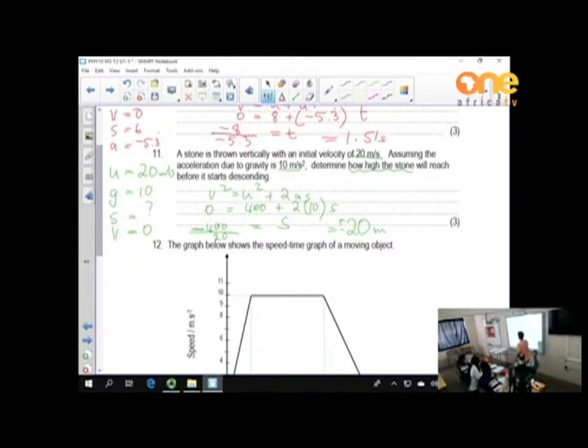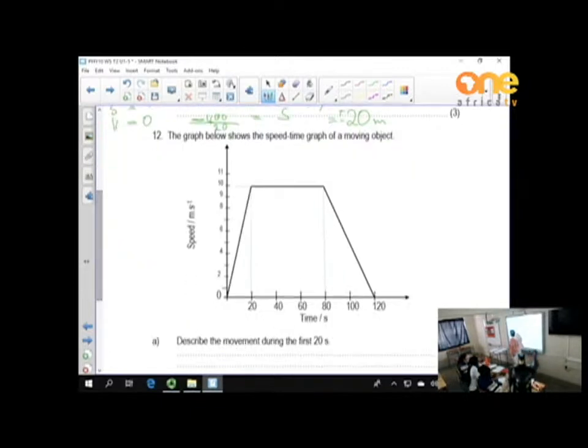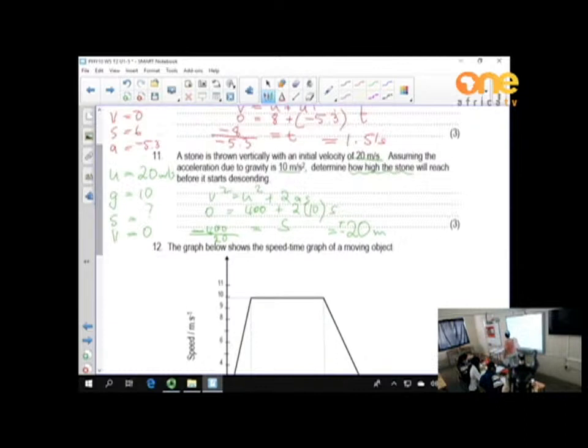Number 12. Well, in this case, it means it is moving away from you. It is minus. What's a 5 meters? It's an S, sorry. Me writing ugly.